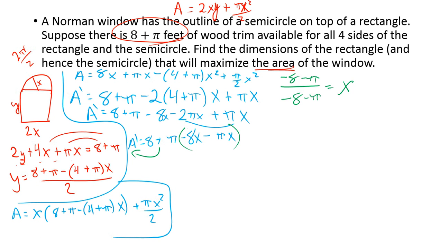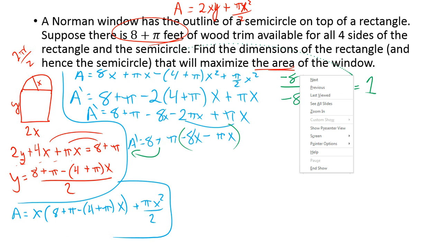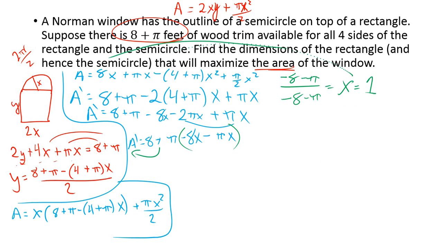is equal to x, which means x has to equal 1. So the bottom part, or the radius of this, would be 1. And then after that we plug this one into our formula down here to find what y would be.